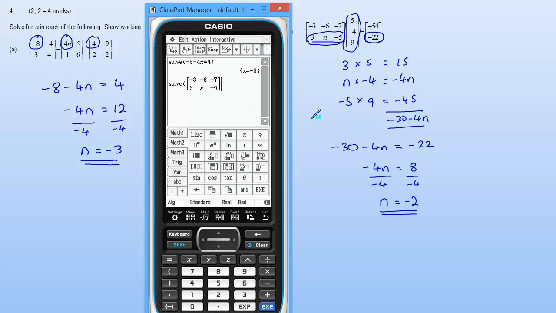And then we have just a column matrix with 3 rows. So that's going to be 5, -4, and 9, and equals, so now we just want a column matrix with 2, so that's -54 and -22, and see if it does it. Never tried this before.